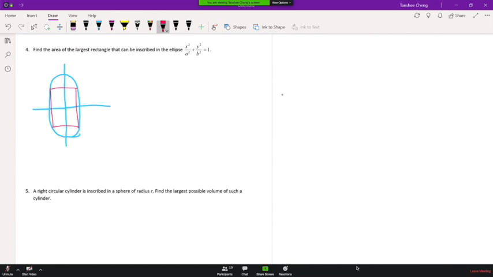So what we know is x and y, and if the ellipse is something like this, this will be where my A is, and this will be where my B is. And let's call this point right there X and Y.